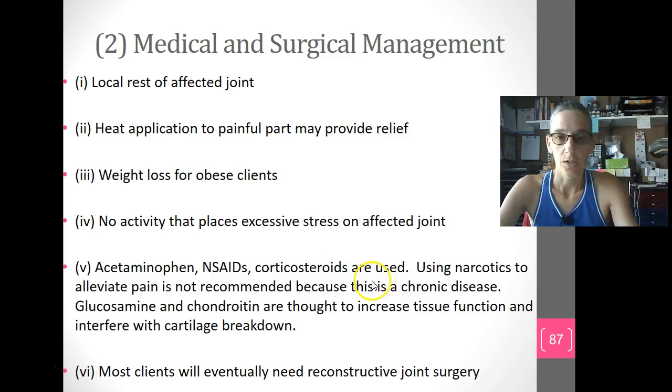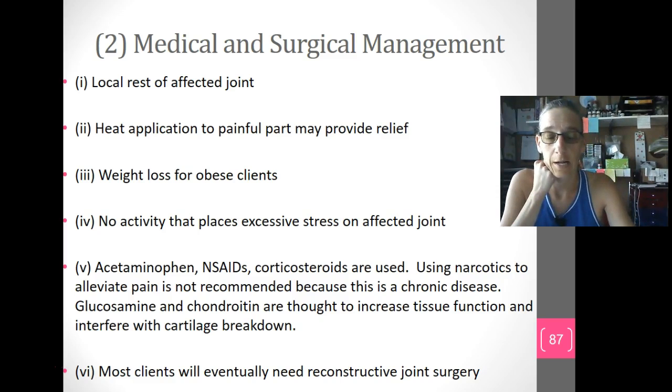Acetaminophen, NSAIDs, corticosteroids are going to be used. Using narcotics to alleviate the pain is not recommended, because this is going to be a chronic disease. Okay, so we don't really want them to become addicted to the narcotics. Glucosamine and chondroitin are thought to increase tissue function and interfere with cartilage breakdown. And in fact, a lot of physicians do recommend at least trying glucosamine and chondroitin.